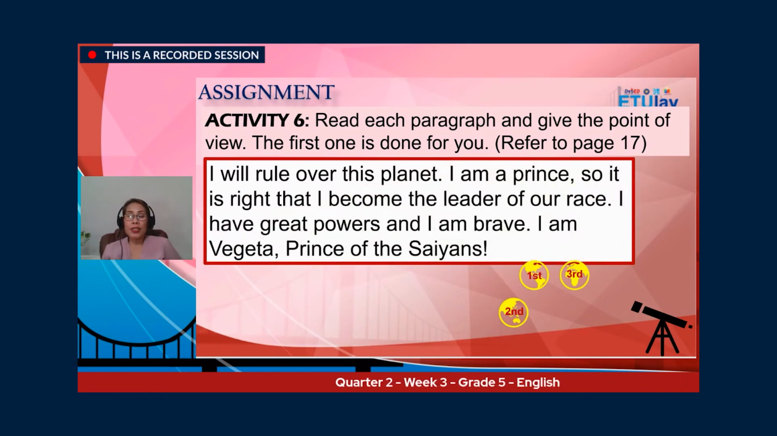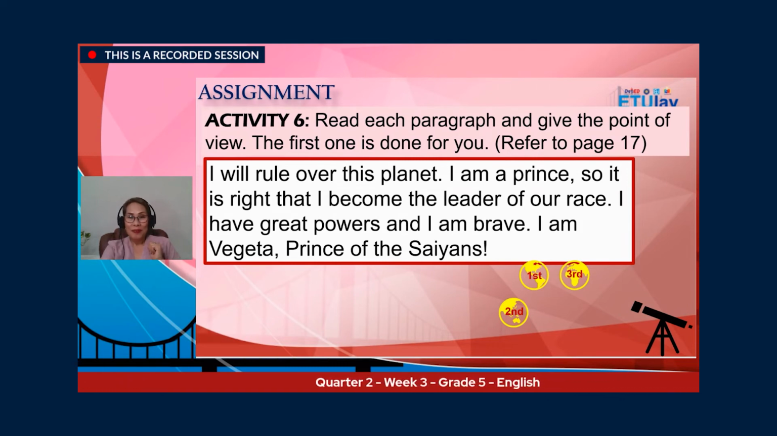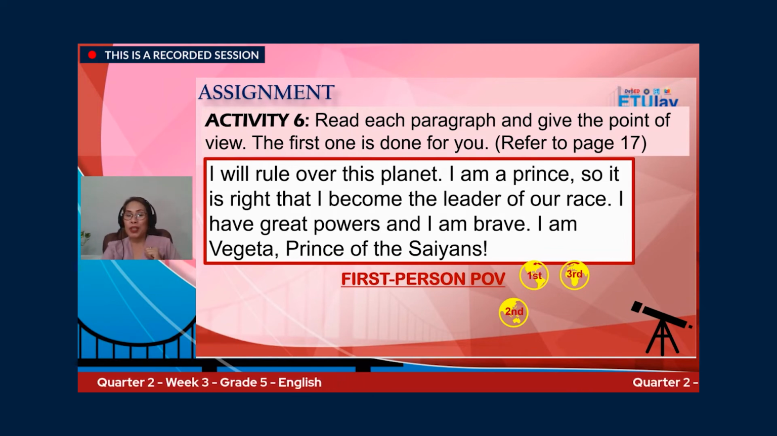So let's have first the example. "I will rule over this planet. I am a prince, so it is right that I become the leader of our race. I have great powers and I am brave. I am Vegeta, prince of the Saiyans." So what do you think is that? That's right. It's first person point of view.